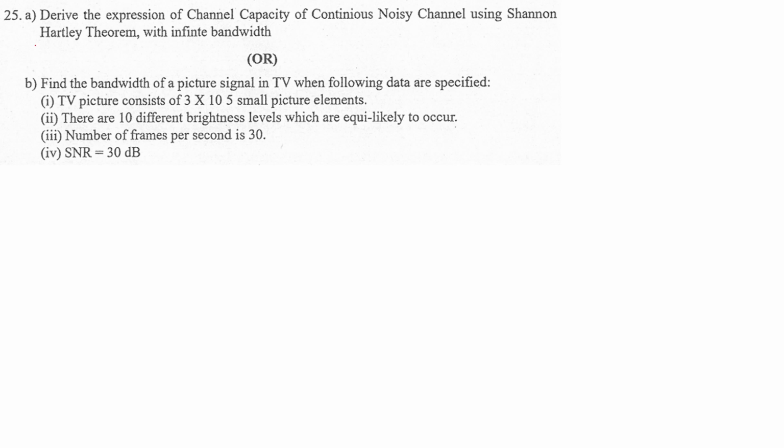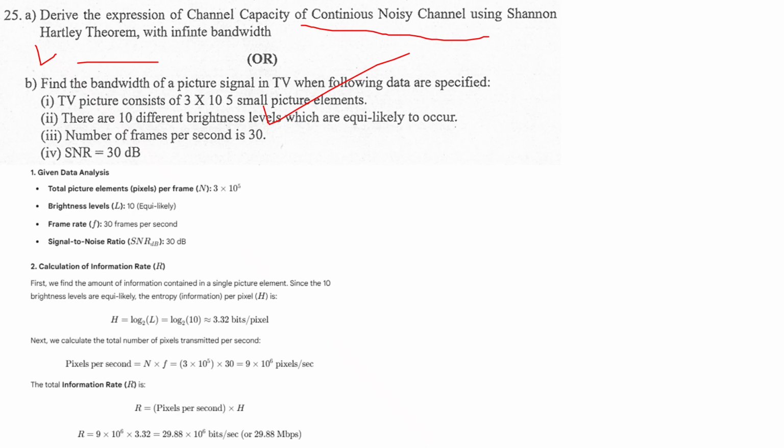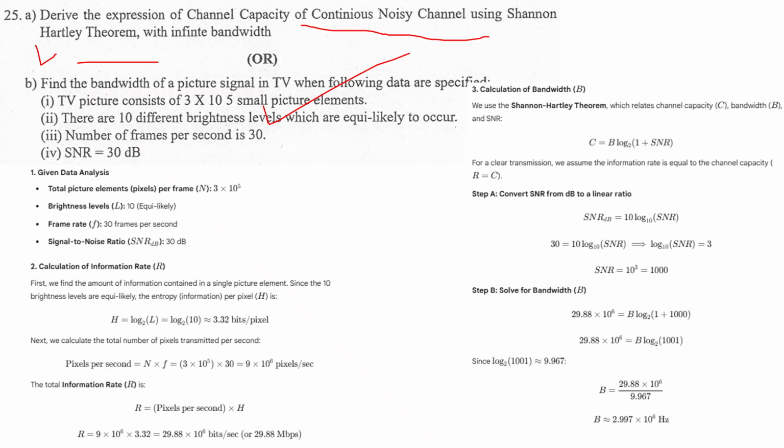Question 25 here is related to the channel capacity for a continuous noise channel, the Shannon-Hartley theorem with infinite bandwidth. And here is one numerical question. So what is this capacity? First you can solve this numerical question. You can see the details here. Majorly you have to find the entropy and then find out the information rate, and after that you can use this equation, capacity C is equal to B log(1 plus SNR). Remaining values are given, so you can find the value of the SNR. After finding it you can find the bandwidth also.